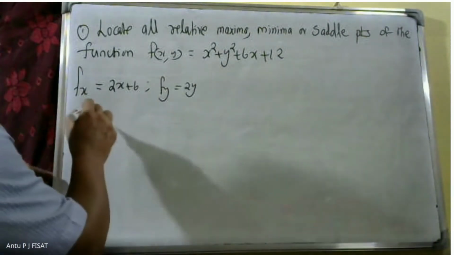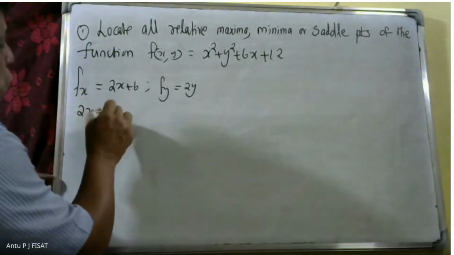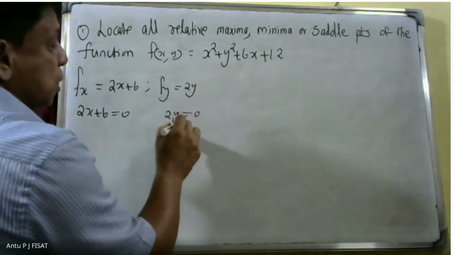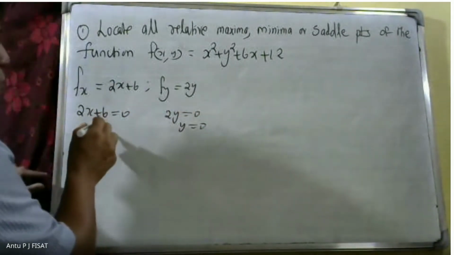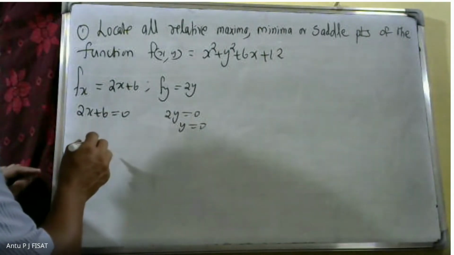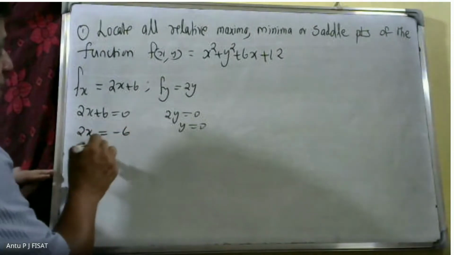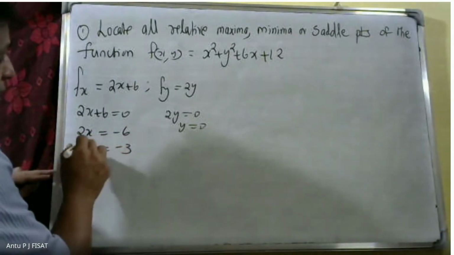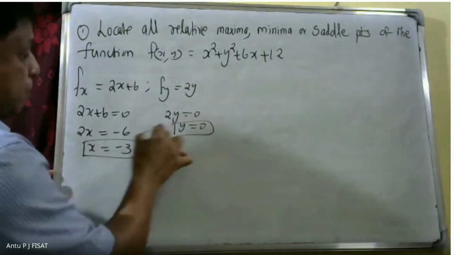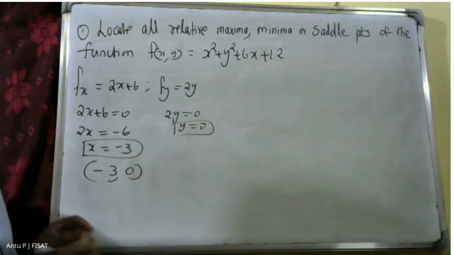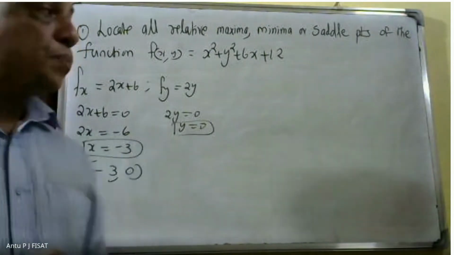Then fx is equal to 0, so 2x plus 6 is equal to 0, and fy is equal to 0, so 2y is equal to 0. Therefore, y is equal to 0. Then 2x plus 6 is equal to 0, so 2x is equal to minus 6. x is equal to minus 3. Therefore, the critical point is minus 3, 0.